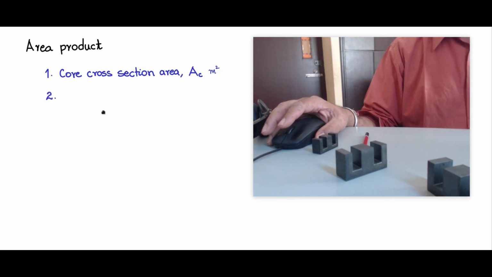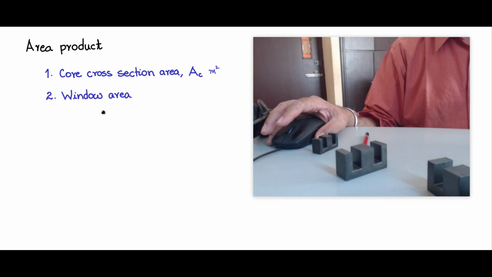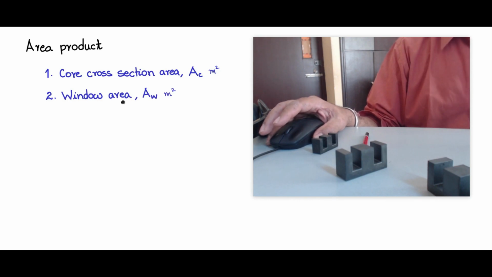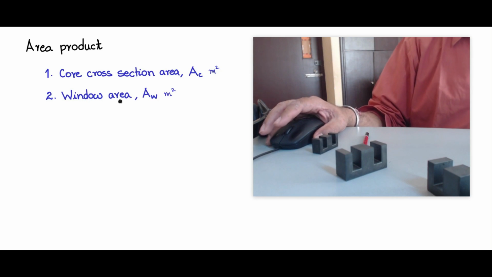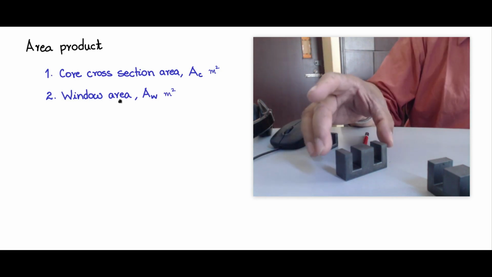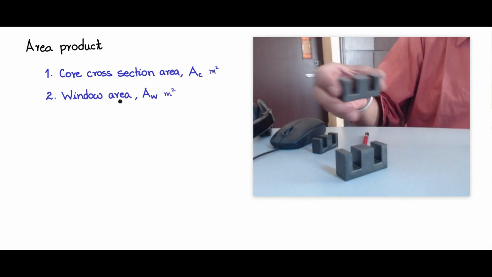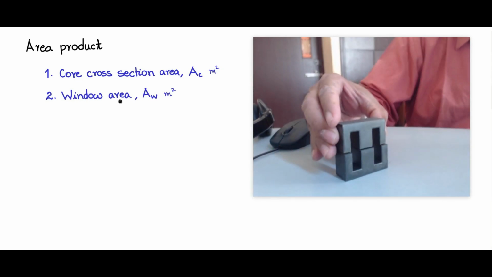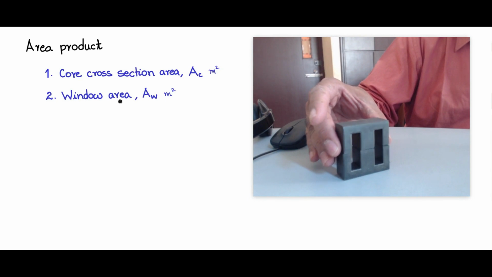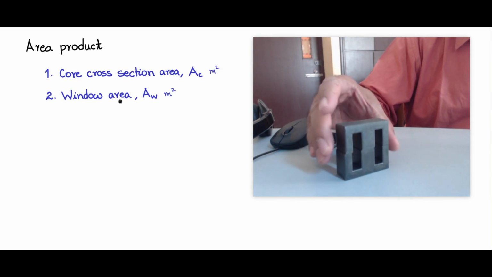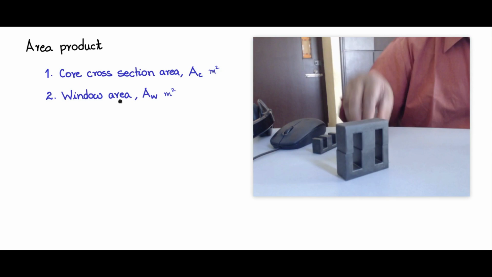Next, let us see another area called the window area. Window area symbol is AW meter square. And what is the window area? In the case of the E core, you see there is this one E core. I will take the other one and place it on top of this like this. This will be the completed E core, as you see it here.